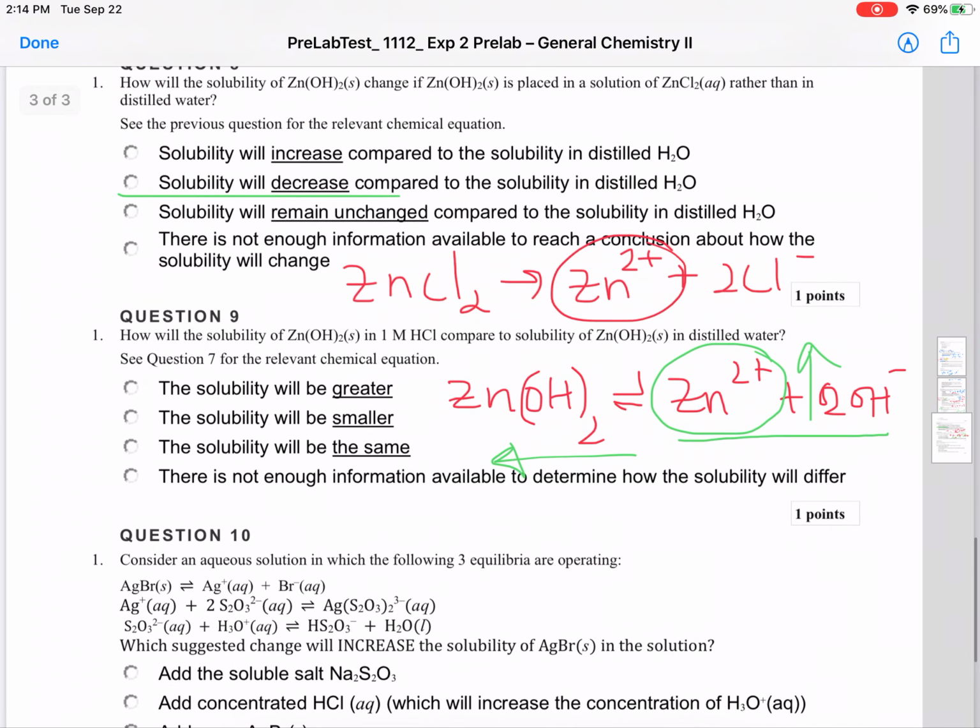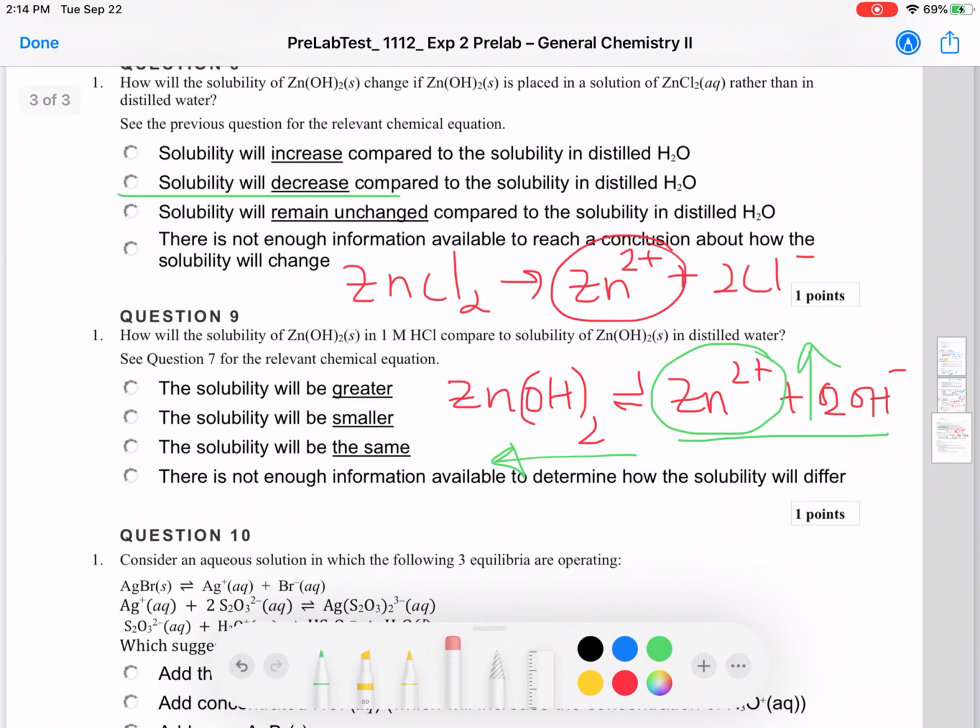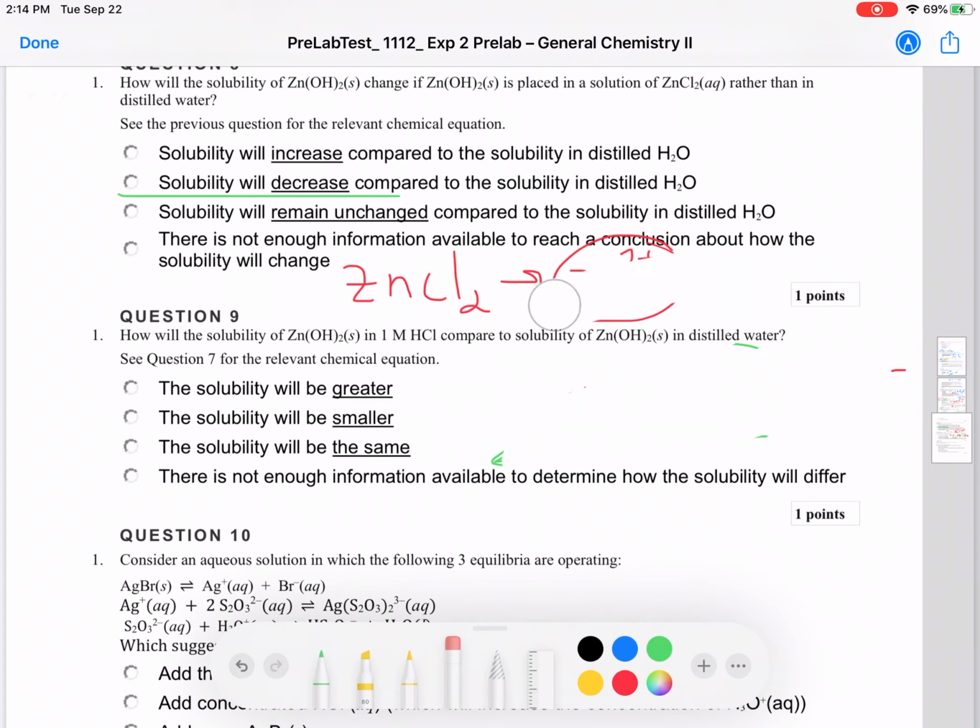Okay, question number 9. I'm going to erase all this here because I wrote everywhere. Oops. Hold on. Okay, question number 9. How will the solubility of zinc hydroxide in 1 mole HCl compare to solubility of zinc hydroxide in distilled water when you add hydrochloric acid? Now let's look at that.